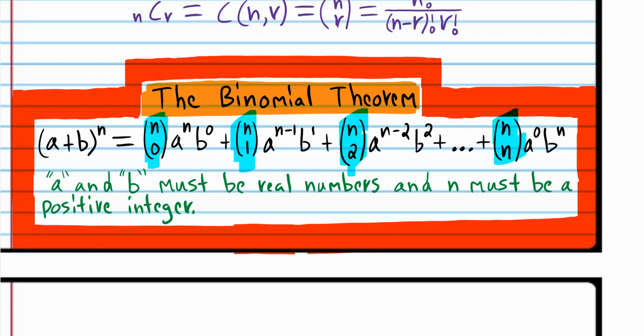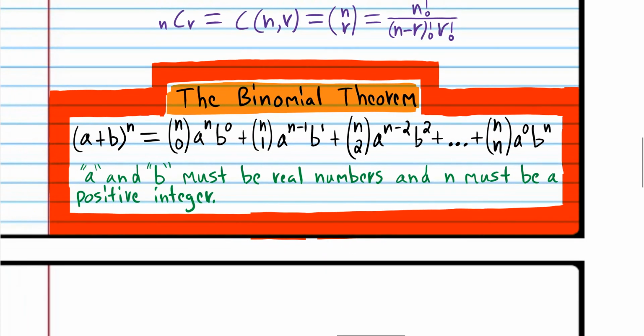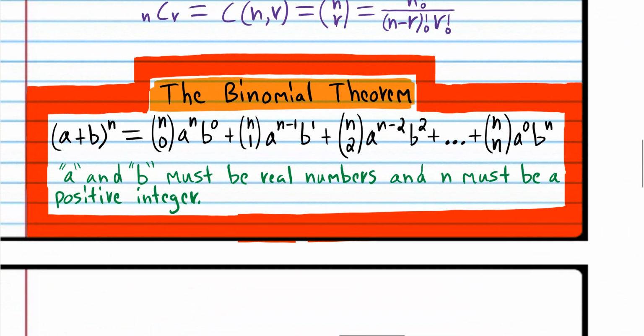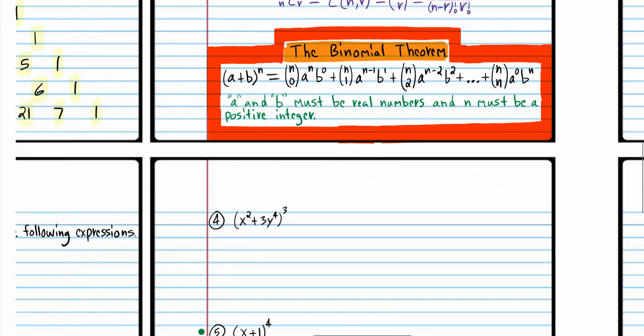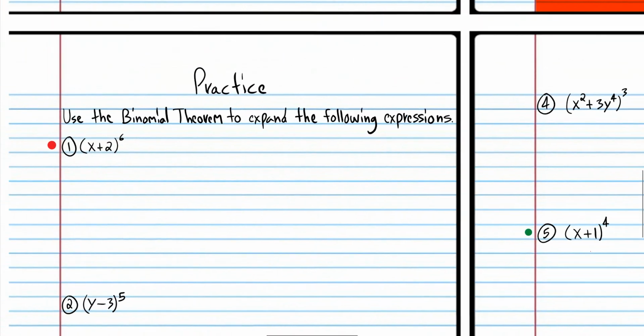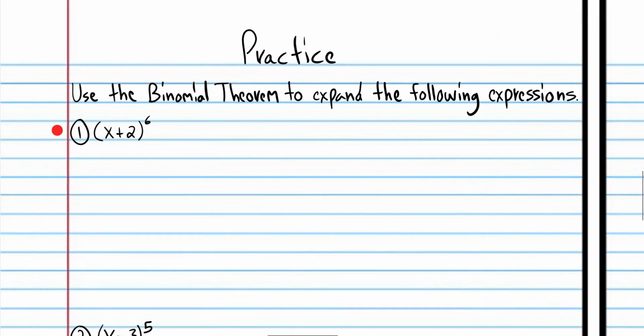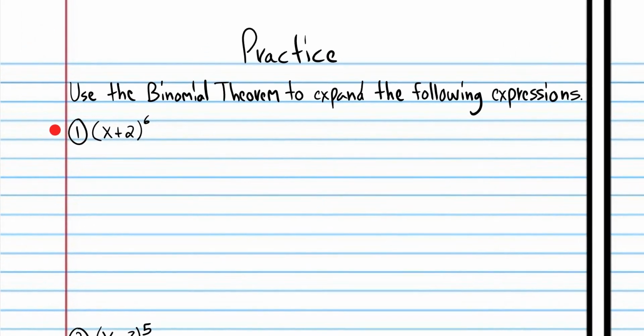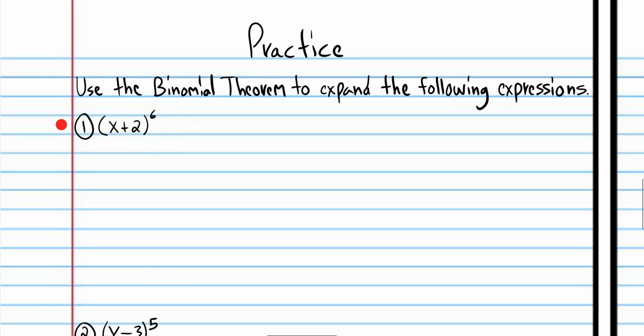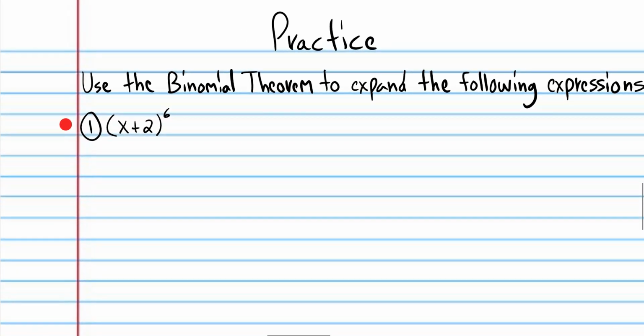I know this is a very scary formula, but when you do practice problems, you're going to see that using the formula is really not that difficult. So I want you to get a picture of the binomial theorem, and we're going to do some practice problems. So we want to expand this expression. And we're going to have to write small because this is going to be a pretty big expression.